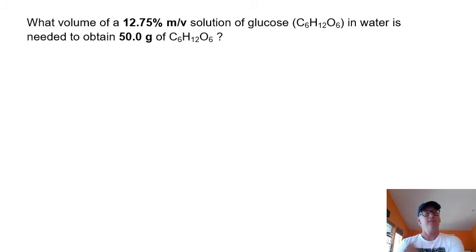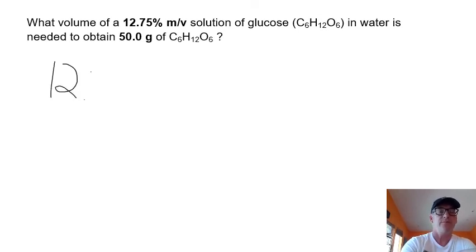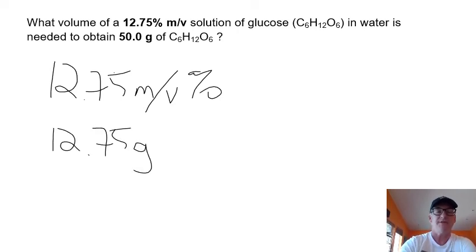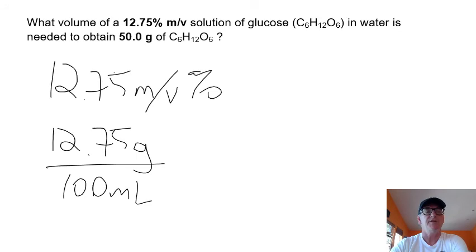So now, in this instance, we have glucose dissolved in water, and we have a 12.75 mass to volume percentage. Now, what does that mean? It means 12.75 grams of glucose for every 100 mils of solution. And so the question is, what volume of that do we need to obtain 50 grams?